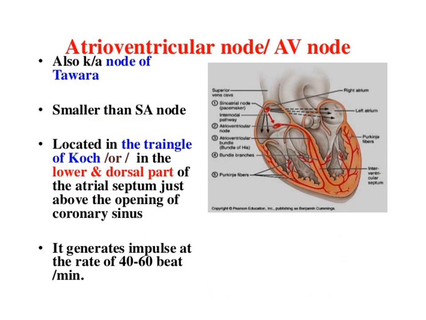The atrioventricular node or the AV node is also known as node of Tawara, smaller than SA node. It's located in the triangle of Koch. In other words, it's located in the lower and dorsal part of the atrial septum just above the opening of the coronary sinus. It generates the impulse at the rate of 40 to 60 per minute.